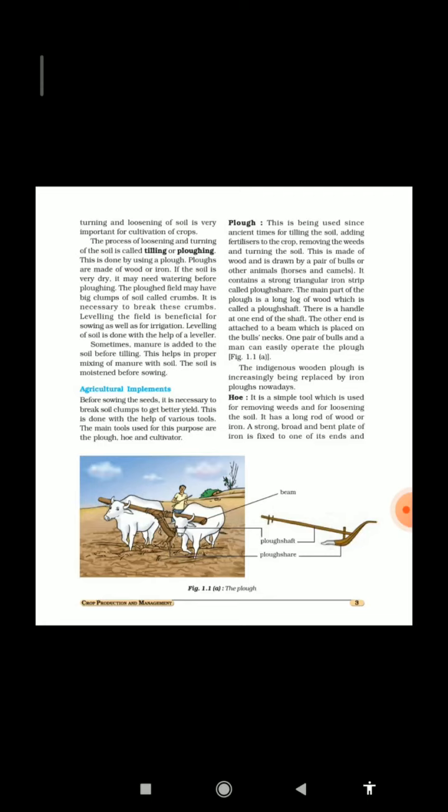The plugged field may have big lumps of soil called crumbs. It is necessary to break these crumbs. Leveling the field is beneficial for sowing as well as for irrigation. Leveling of soil is done with the help of a leveler.